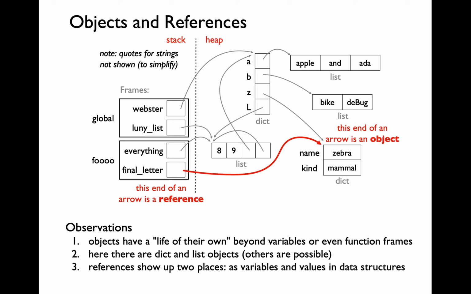Observation 3 is stating that references to objects can show up as part of two places. The first place is within a variable. An example would be the Webster variable, which is storing reference to this particular dictionary object. The second place would be within other objects. An example would be this particular list object whose reference is stored inside this dictionary object.